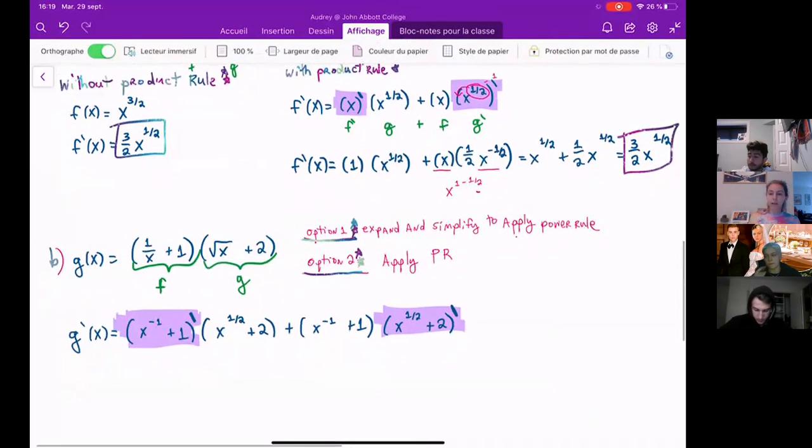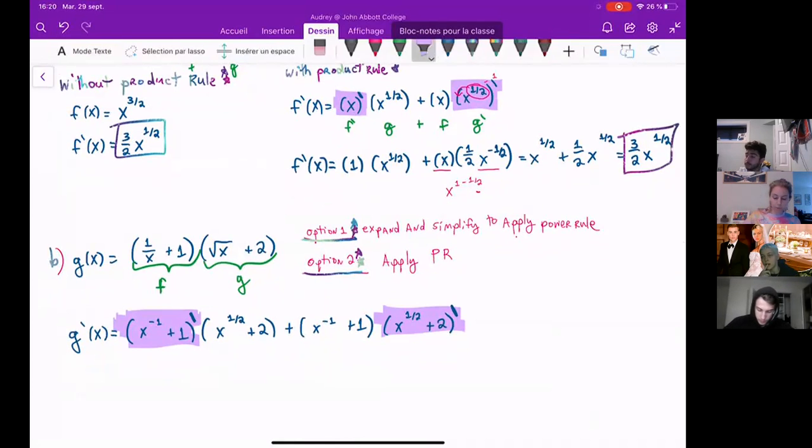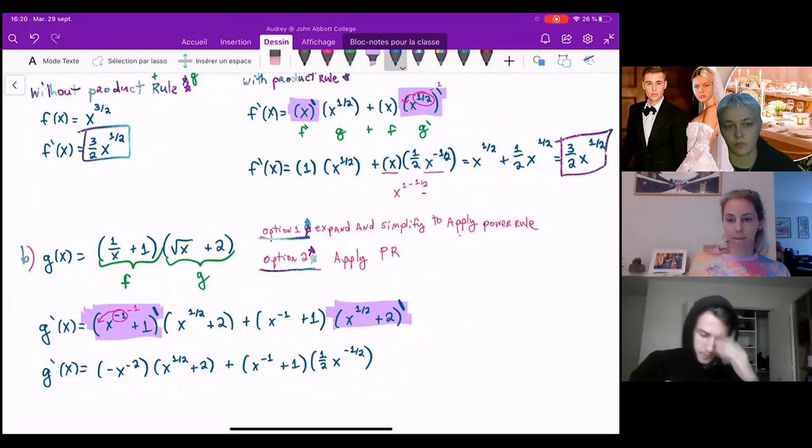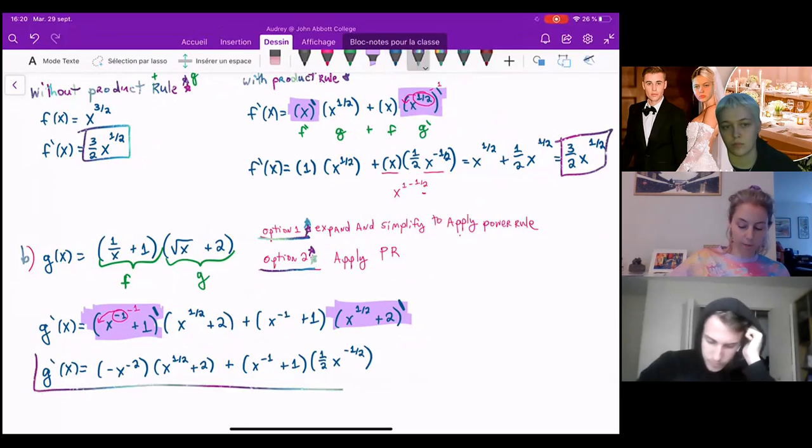But now this derivative has turned into a simple power rule. So g prime of x is equal to, what's the derivative of x to the negative 1 plus 1? Minus x to the power minus 2. You got it, minus x to the minus 2. I just applied my power rule. I brought the power down and I subtracted 1. Then notice, x to the 1/2 plus 2 does not have a prime, so I don't change it. X to the negative 1 plus 1 does not have a prime, so I don't change it. But x to the 1/2 plus 2 does. So I take my derivative, that's my answer.